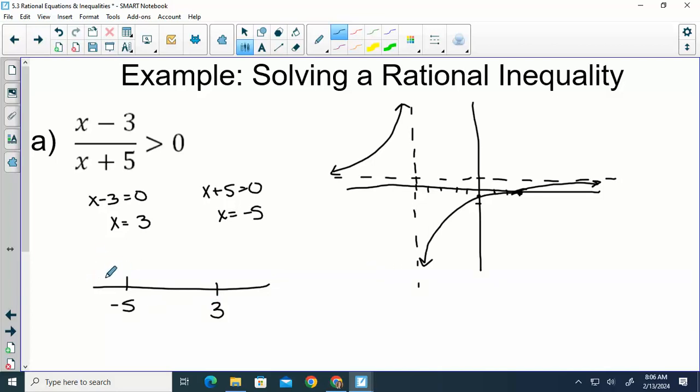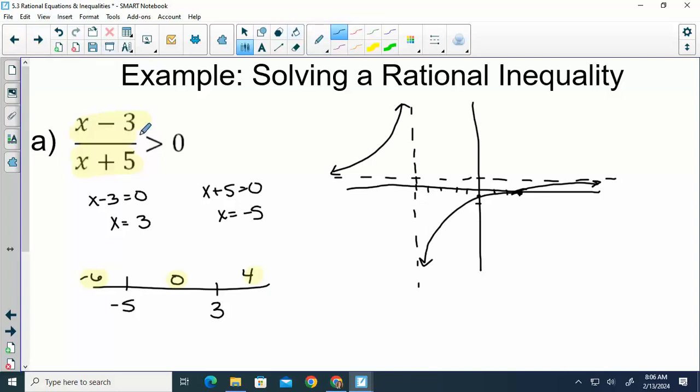So the easiest way to do that is just pick some test points. And what's a number smaller than negative 5? Negative 6. Something in between negative 5 and 3? Let's just do 0, and then 4 could be our number bigger than 3. And we're going to put those numbers into this fraction. And I don't even care what the answer is, just if it's positive or negative.